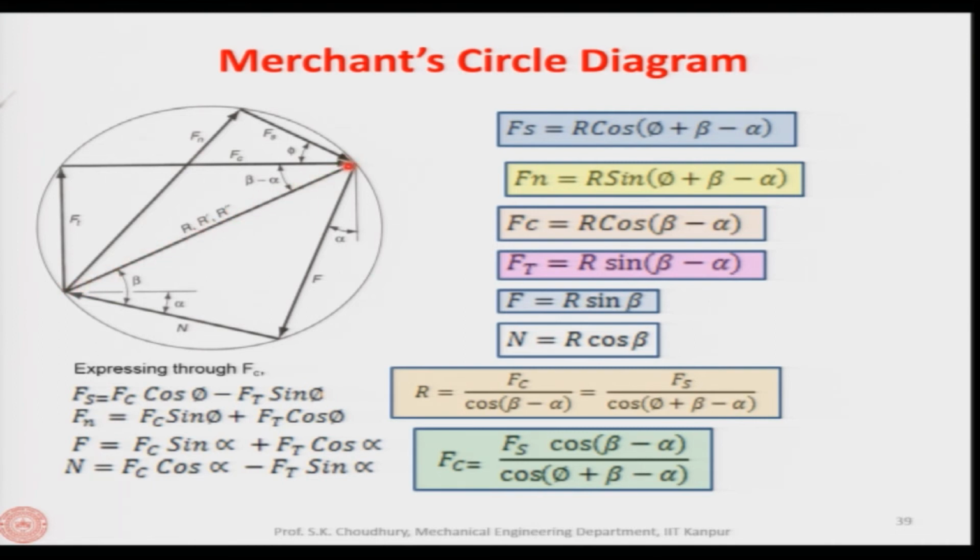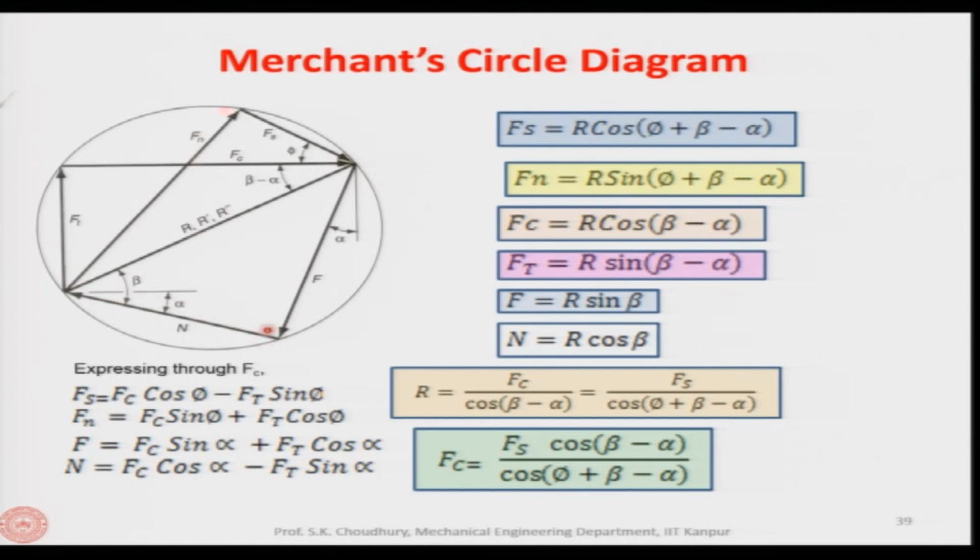Then this will be the cutting force, which is parallel to the cutting velocity vector, and perpendicular to that is the thrust force Ft. Now, Fs is the shear force, which is parallel to the shear plane. Perpendicular to Fs is the Fn. And there are two more forces: one is F, which is parallel to the rake face of the tool, and perpendicular to the rake face of the tool is N, which is the normal force.